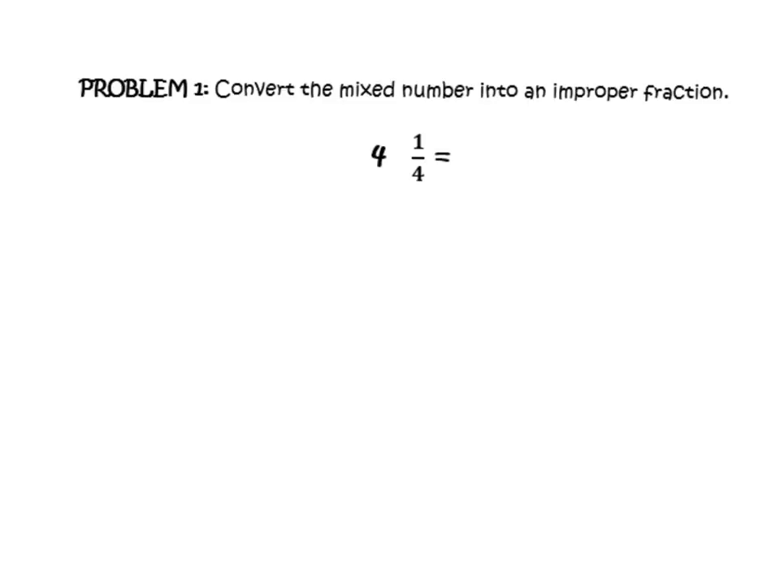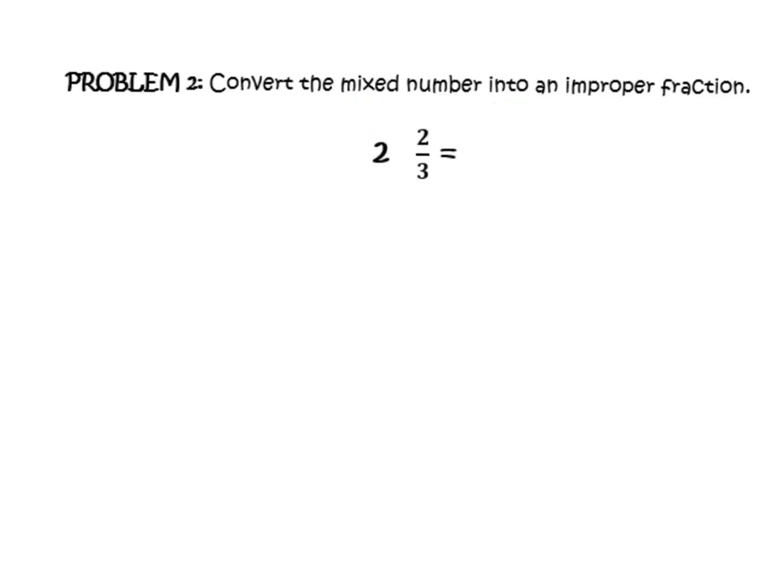Look at problem 1. Convert the mixed number into an improper fraction. Our first step is to multiply the denominator by the big kahuna. 4 times 4 is 16. Then we need to take our answer and add it to the numerator. 16 plus 1 is 17. The denominator stays the same, so the improper fraction is 17/4.